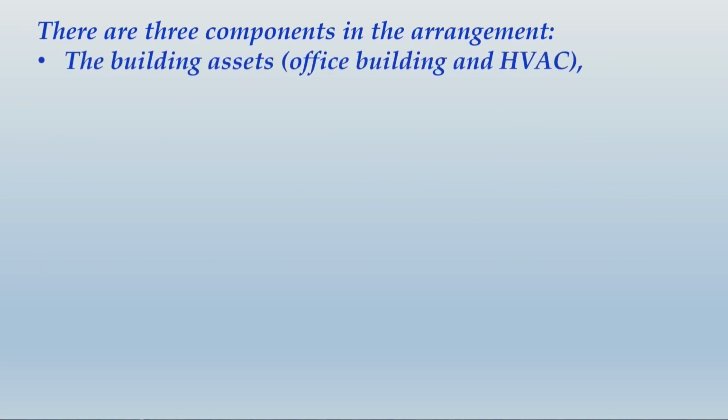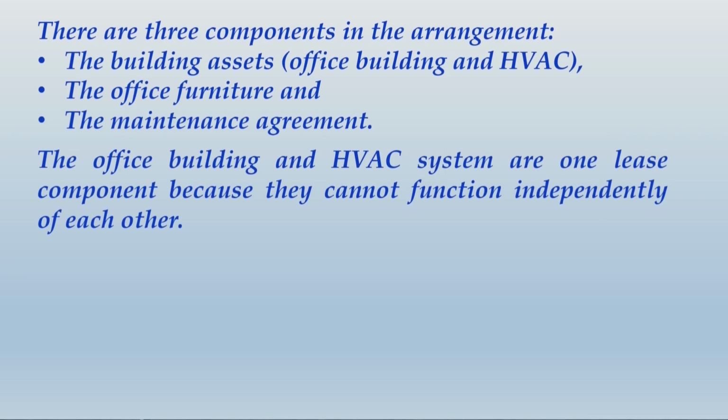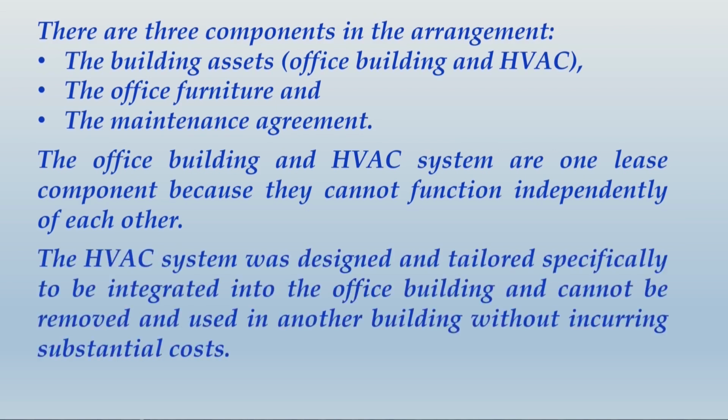The building assets, that is office building and HVAC, are considered as a single component, the office furniture as the second component and the maintenance agreement as the third component. The office building and HVAC system are one lease component because they cannot function independently of each other. The HVAC system was designed and tailored specifically to be integrated into the office building and cannot be removed and used in another building without incurring substantial costs.